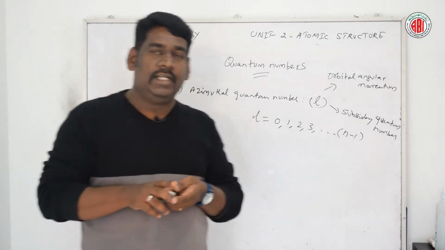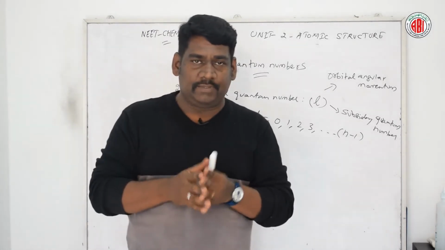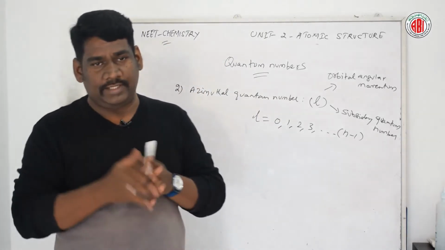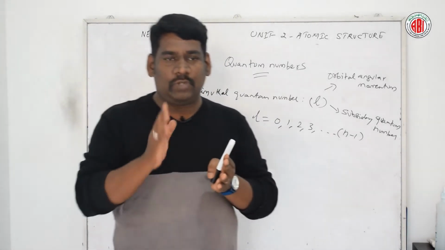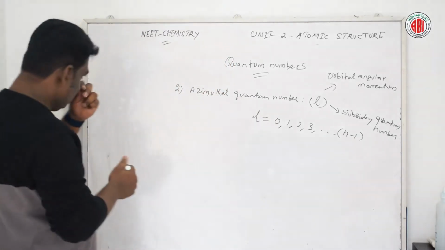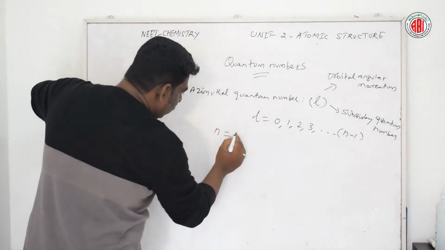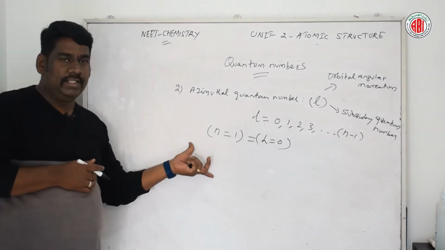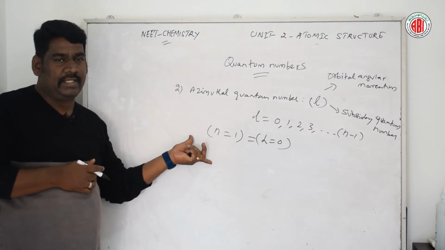For example, take the principal quantum number N equal to 1. Then L has only one value, only one subshell, that is 0. So N equal to 1, then L equals 0. It has only one subshell.